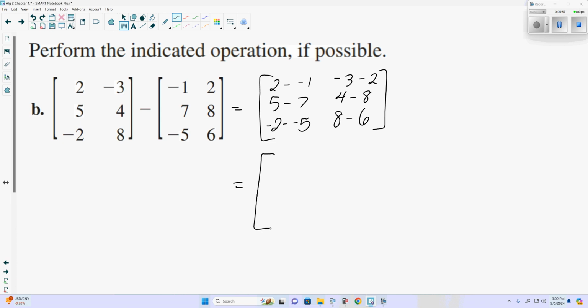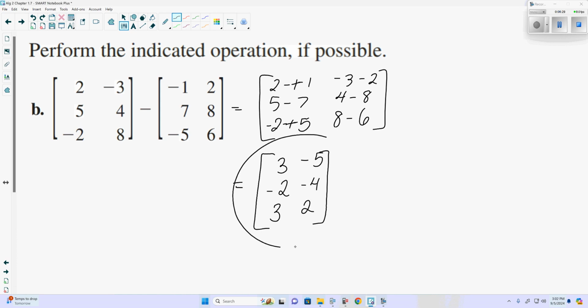Now we'll go on and simplify. 2 minus negative 1. 3, right? Negative, negative, make a plus, giving us 3. 5 minus 7. Negative 2. 2 minus negative 5. Well, the negative and negative will make a plus, which would also be 3. Negative 3 minus 2. Negative 5. 4 minus 8. Negative 4. And 8 minus 6. 2. That's it.